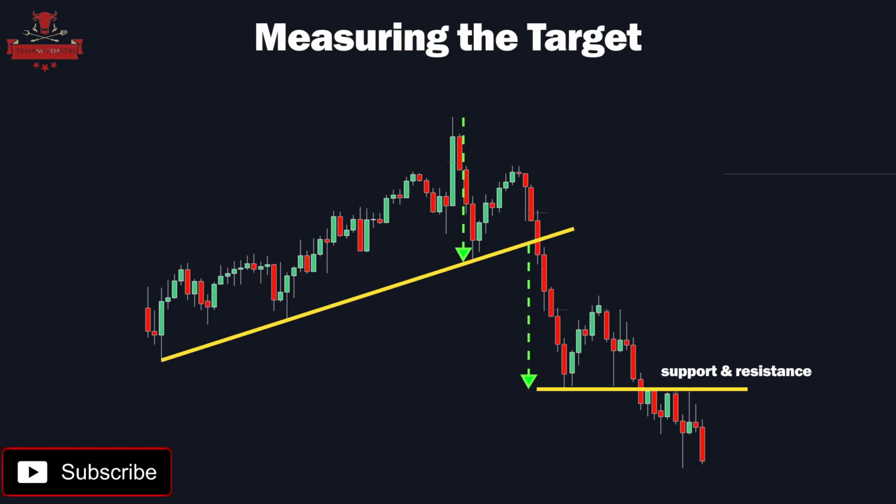Unfortunately, there is no way to determine where the actual point will be for any rally or reaction. It is only possible to speculate on the probability that a specific area will prove to be an important turning point. This was our quick explanation about the trend line tool.